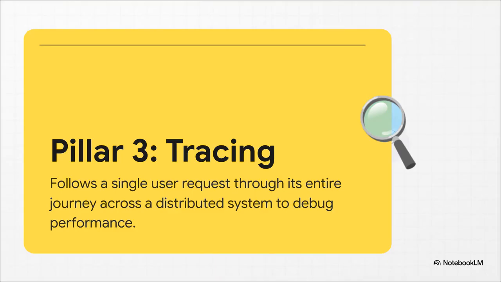And pillar number 3, tracing. In today's world of microservices, a single click from a user can set off this huge chain reaction across dozens of different services. Tracing is like the detective that follows that one request through the entire maze, showing you exactly where the time is being spent and helping you pinpoint those sneaky performance bottlenecks.